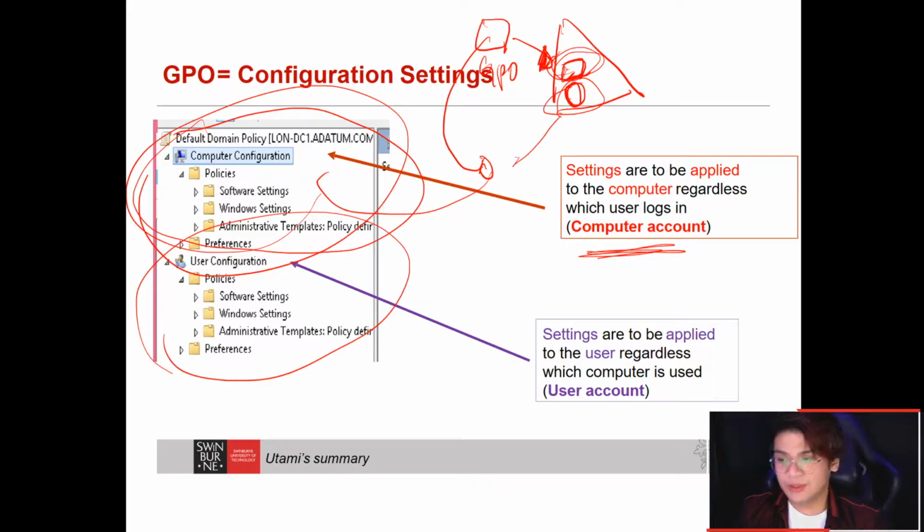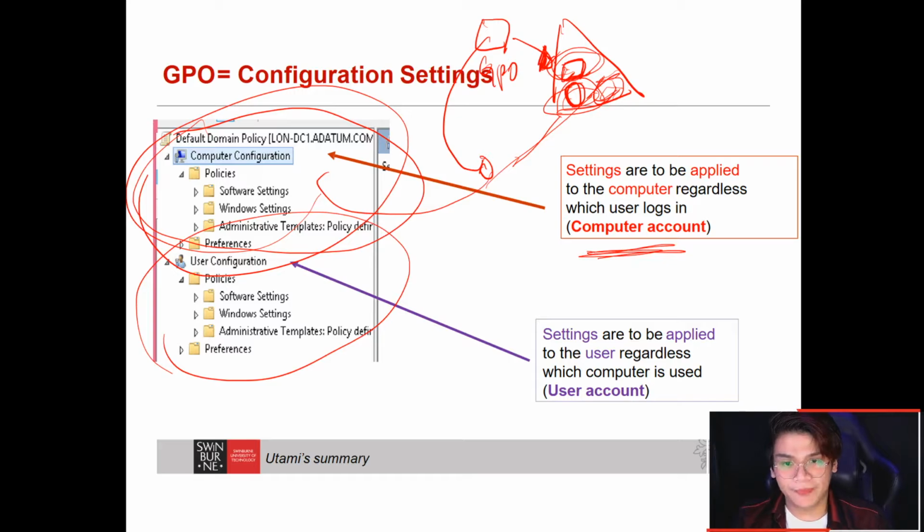All right. The user configuration contains settings that are applied to the users regardless of which computer is used by the user. So for example, if this user has that GPO applied, and then he tries to use a different organization unit, that setting will still apply to that user, since that user is inside the domain to which that GPO is applied.